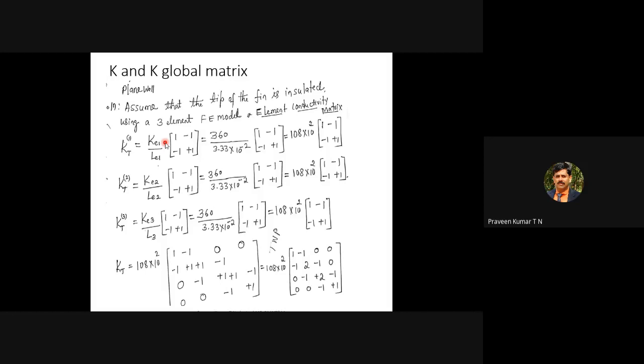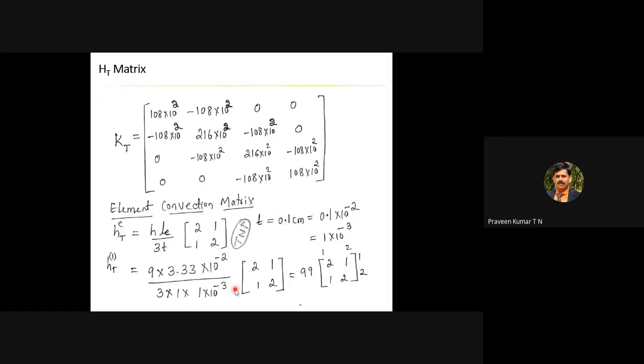After finding out K1, K2, K3, you have to find the global thermal conductivity matrix. It is the same as in the bar problem. So now this is the global thermal conductivity matrix. When you come to fins, other than the global convective matrix, you have to remember this matrix formula.